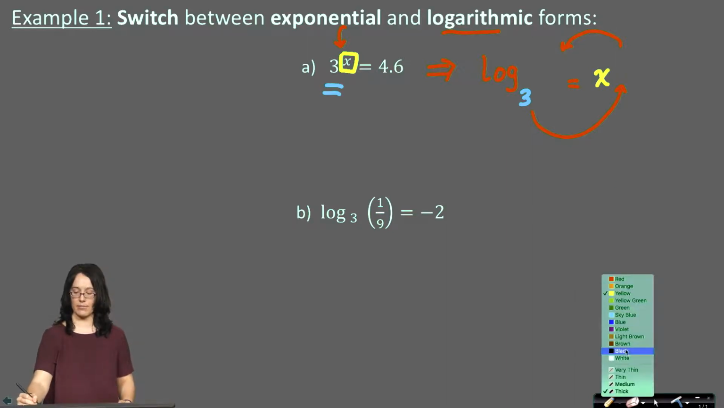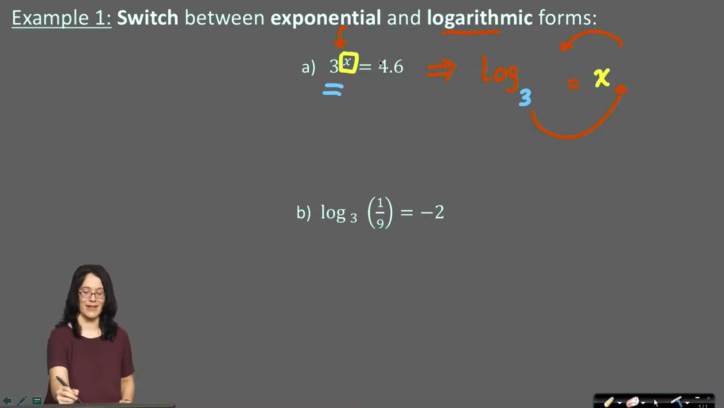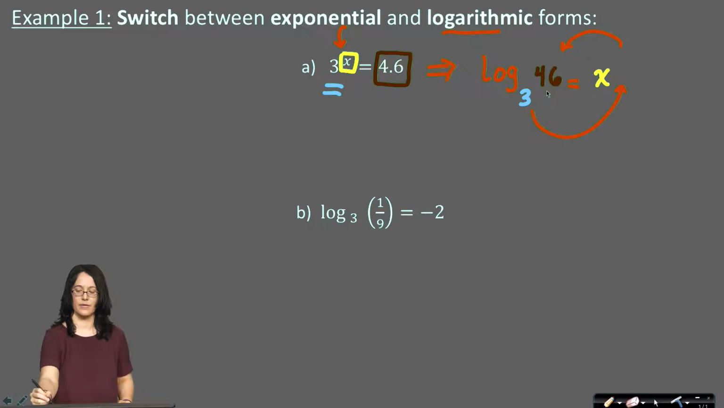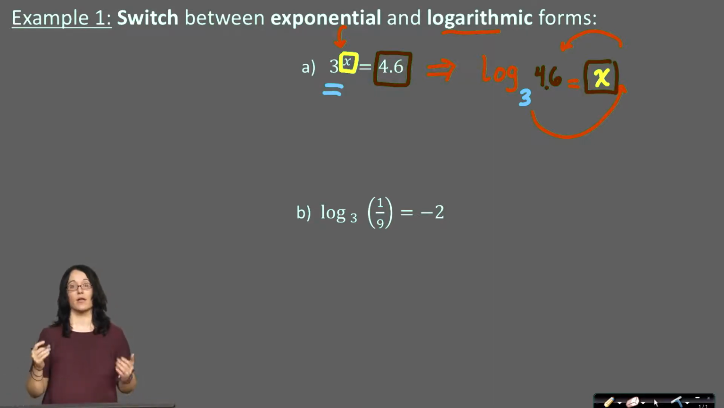And what is my argument in this case? The argument is, that's right, going to have to be 4.6. There. So this is saying log base 3 of the number 4.6 equals x. What that's really saying is x is the exponent, right? It's saying 3 to what exponent gives me 4.6.